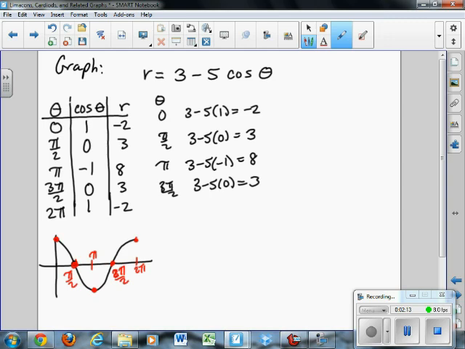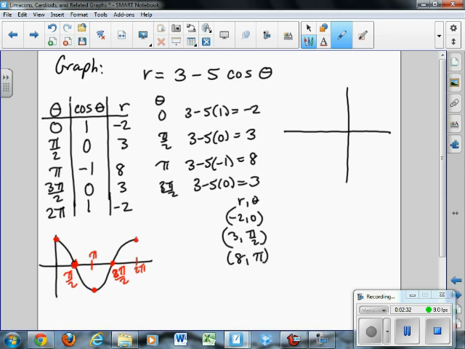Now, graphing this, I'm graphing the points (negative 2, 0), (3, pi over 2), (8, pi), (3, 3 pi over 2), and the last one would be the same as the first one: (negative 2, 2 pi) is the same as (negative 2, 0), because remember it goes in the order r, theta. So I'm going to plot these points. Here's 0, pi over 2, pi, and 3 pi over 2.